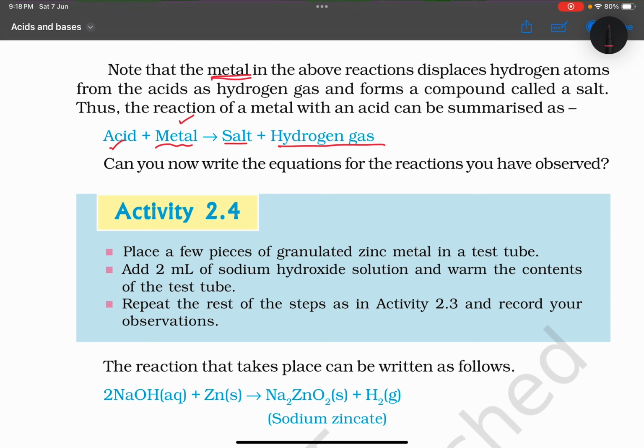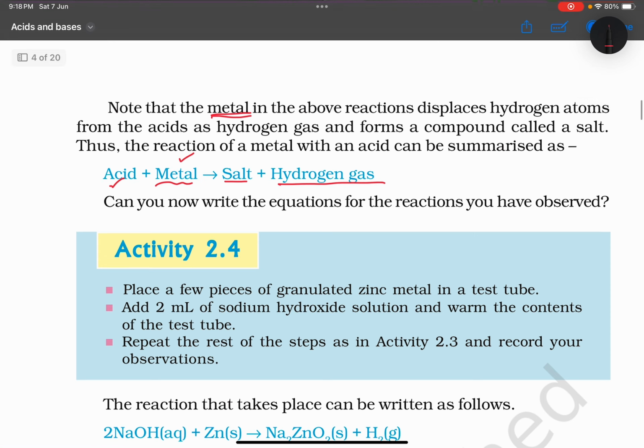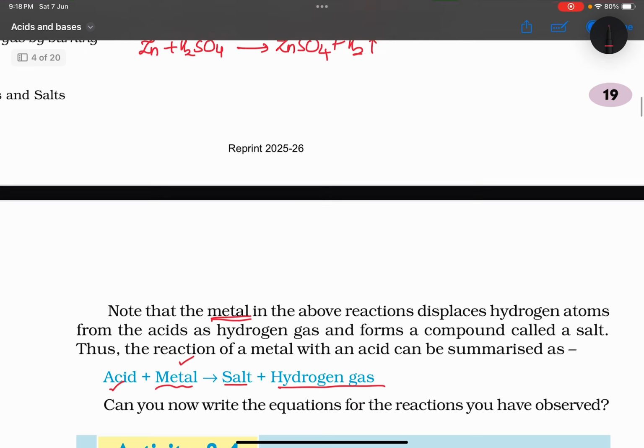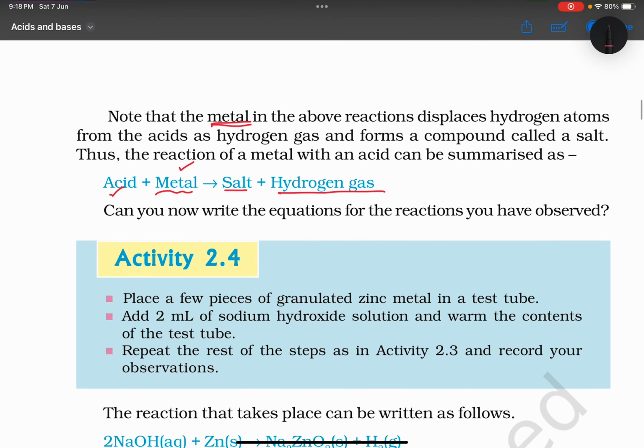Can you now write the equations for the reactions you have observed? Okay, I have mentioned already zinc and H2SO4. If you want to write zinc plus 2HCl, it gives ZnCl2 plus H2.